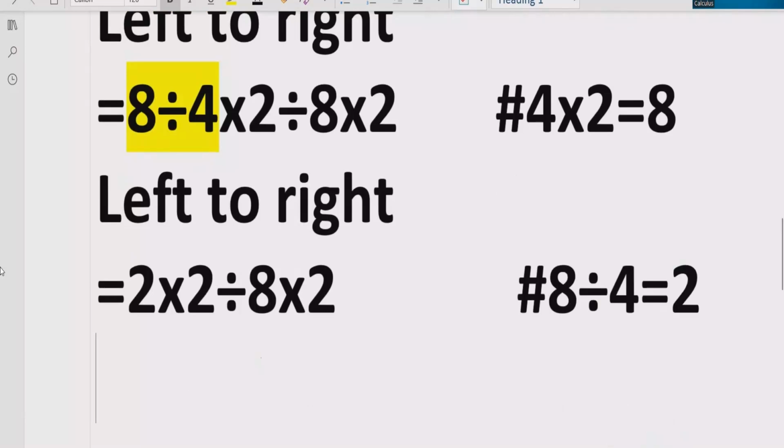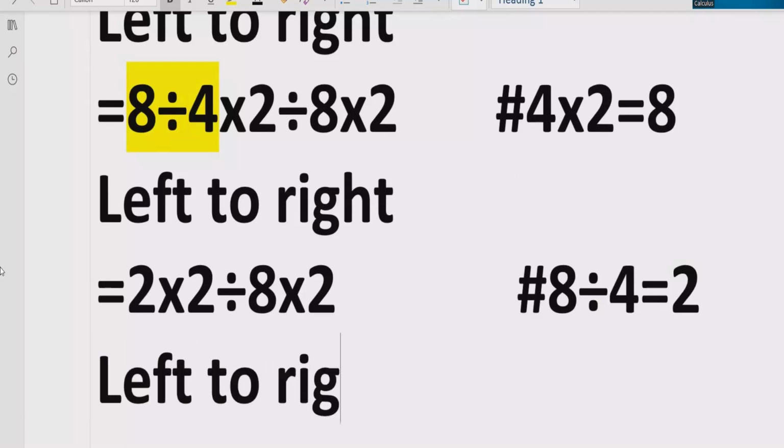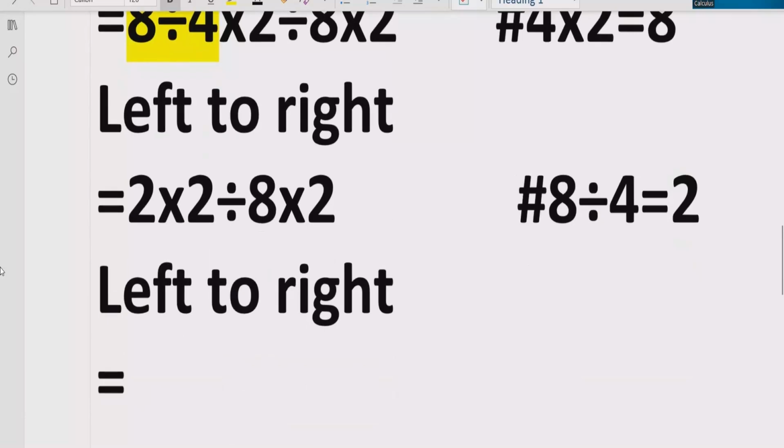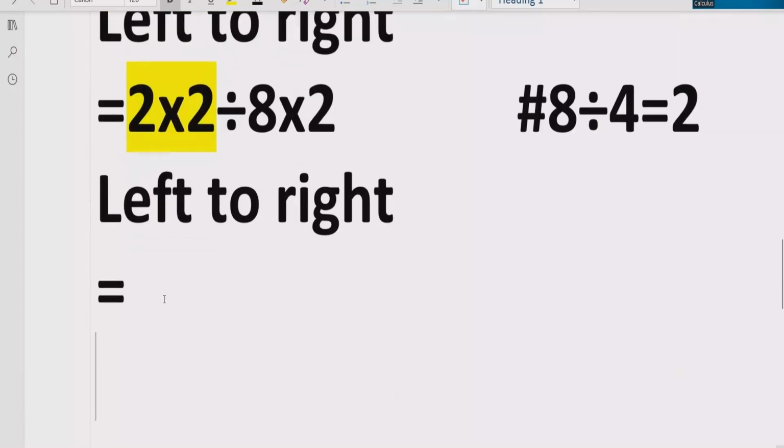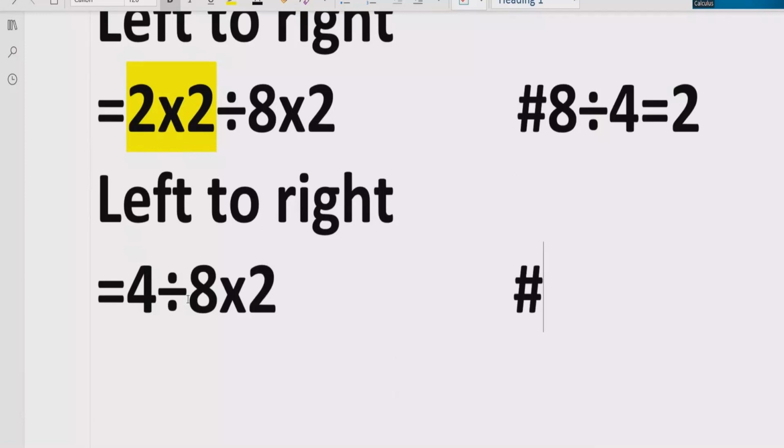Now again we have to follow the same step and go left to right. This time we have 2 multiplied by 2. So this one will be 4, and divided by 8 and multiplied by 2. We will write here as it is. And this time 2 multiplied by 2 equals 4.